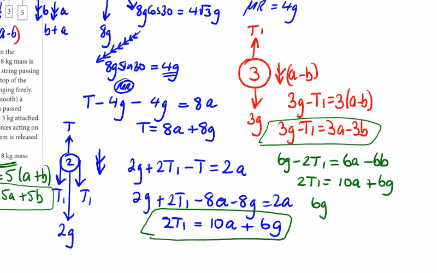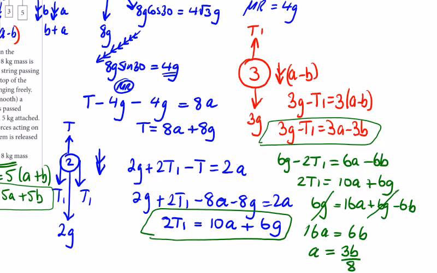I'm going to get 6g is equal to 16a plus 6g minus 6b. So the 6g's will cancel, and I'm going to get 16a is equal to 6b. So a is equal to 3b over 8, if that helps. Or we could say that b is equal to 8a over 3. So I just need one more equation to help us now.